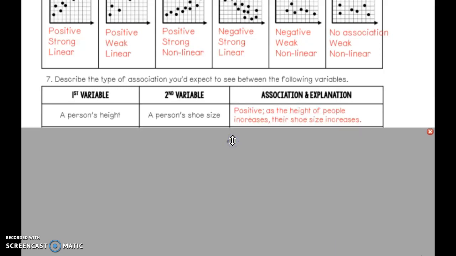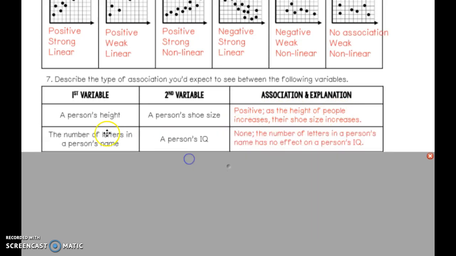Now, the next table has some examples of what two variables could be. Typically, if you think about a child when they're growing and they get taller and taller, their feet are going to grow also. So if we compare this to a child's height, as the child grows and increases in height, the child's foot is also going to. So a positive relationship is: as the height of people increases, their shoe size increases.